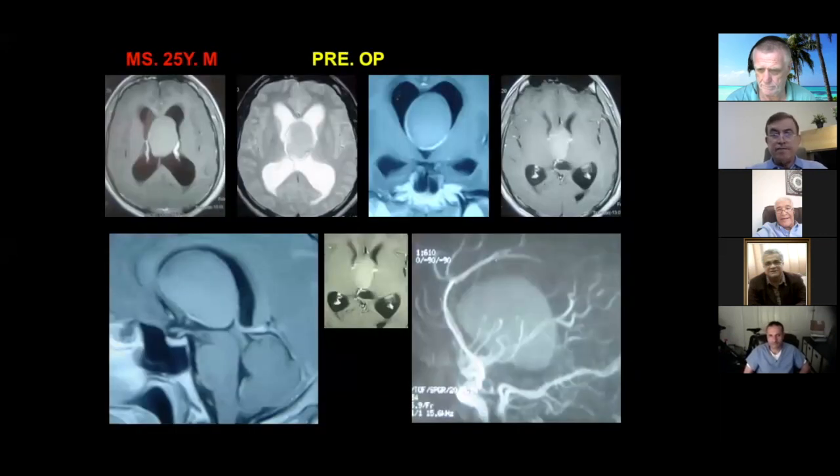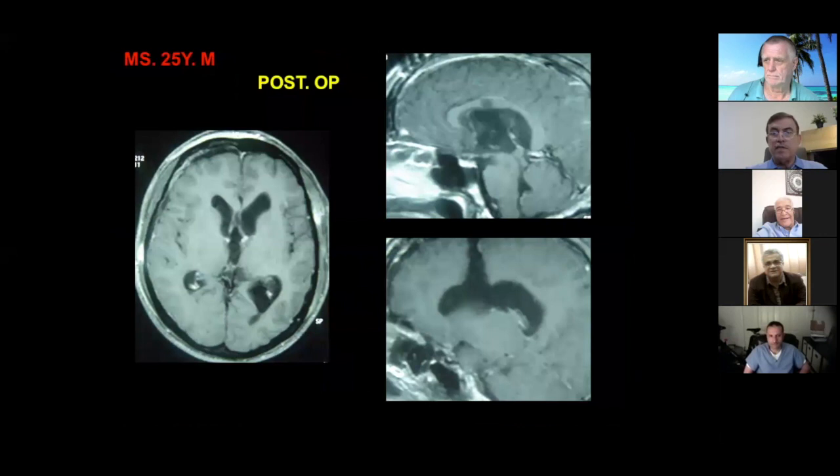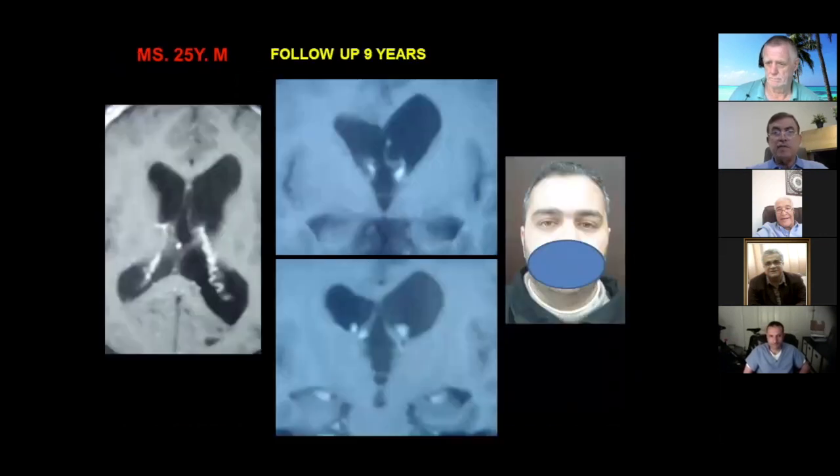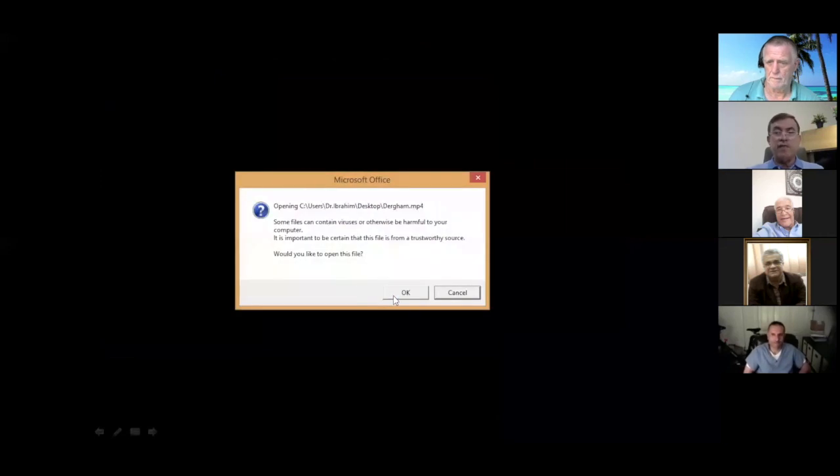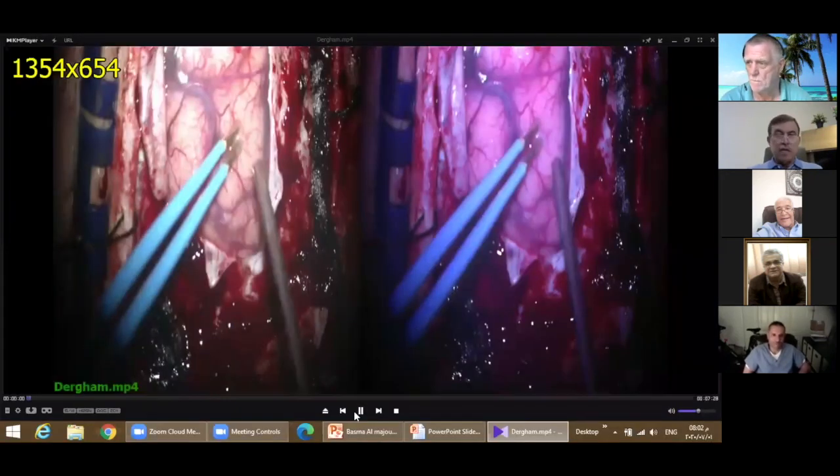And these are the pictures, and this is the post-op. And this is the 9 years follow-up, being well with no recurrence. Now I'll show you a few videos and we'll be finished. In fact, we should have finished in time if there was no disconnection of this thing.